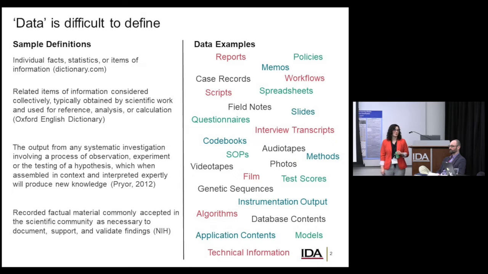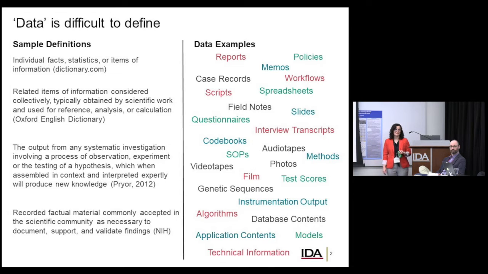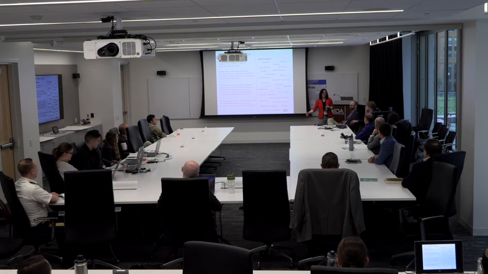And so I think it's probably more instructive to think about examples of what we mean when we say data. So I tried to put those up here on the right-hand side. We mean things like your reports, memos, policies. We mean things like scripts and spreadsheets, notes that you take out in the field. They could be questionnaires or slides or transcripts, code books. They could be genetic sequences. They could be instrumentation, output collected from instrumentation, algorithms you develop or use. They could be basically anything that's an input to your test design or research process, and anything that happens as part of that process, as well as the outputs. Questions? It's pretty broad. Okay.